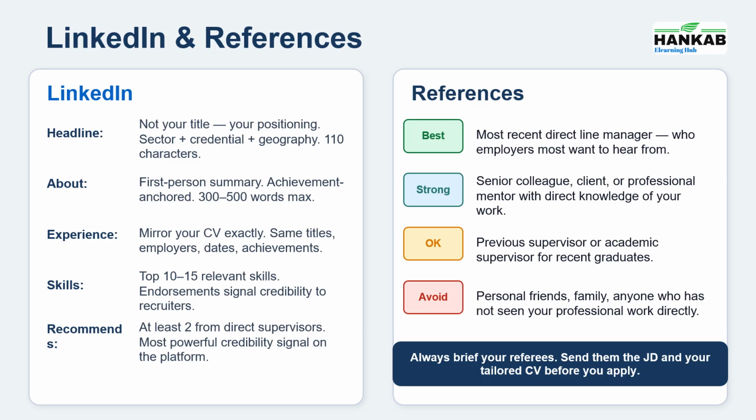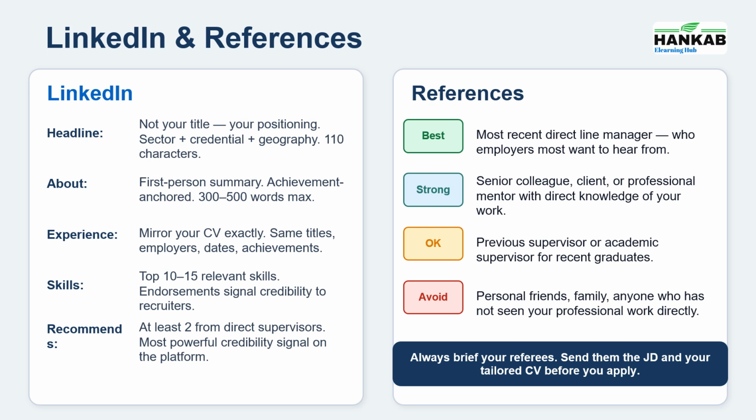Now, references. References are the final verification layer of your application. They confirm that what you have presented is accurate and that real people are willing to vouch for your performance. 2 things most candidates do wrong. First, they list referees without asking permission. An employer calls a referee who is not expecting contact, gives a confused or unprepared answer, and the candidate loses an offer they had essentially already earned. Always ask permission. Always.